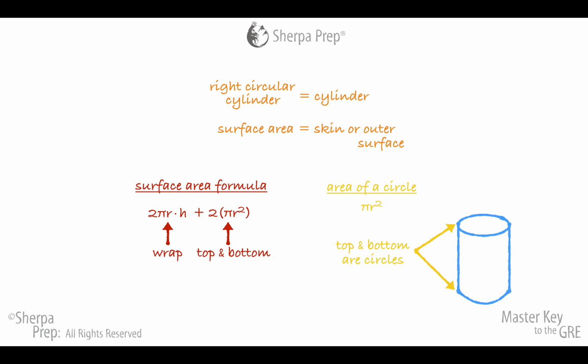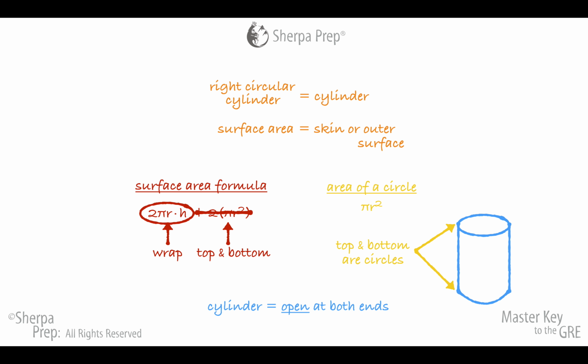Now here, we know we want the surface area, but they tell us that the cylinder is open at both ends. In other words, to solve this problem, we don't need to use the 2 times pi r squared portion of this formula because there's no top and no bottom. We only need to use the portion of the formula that represents the wrap.